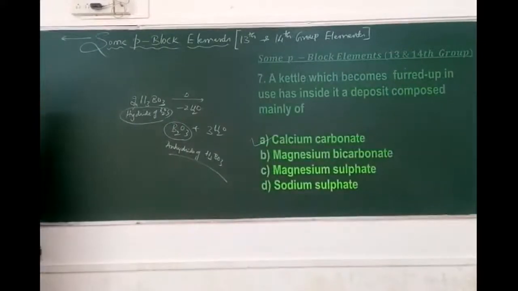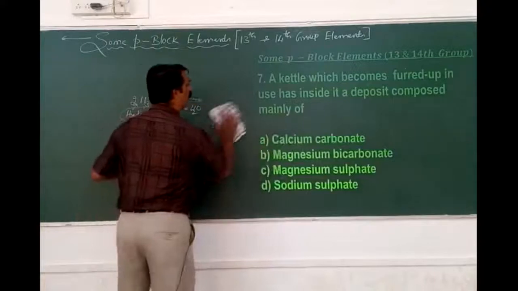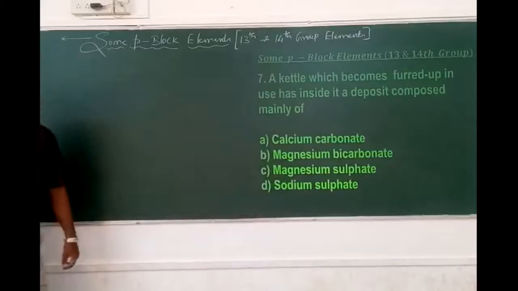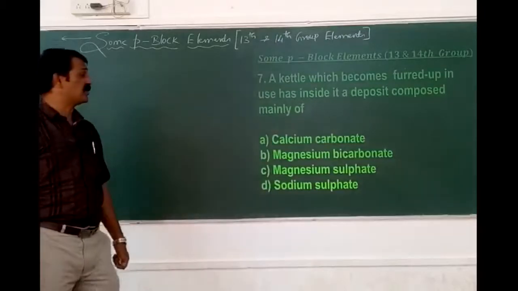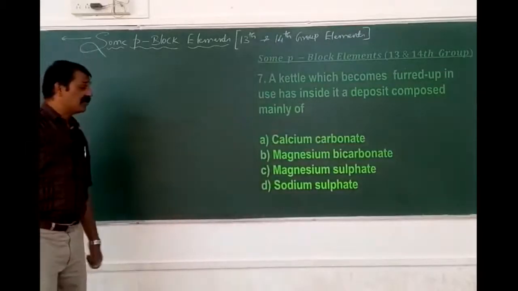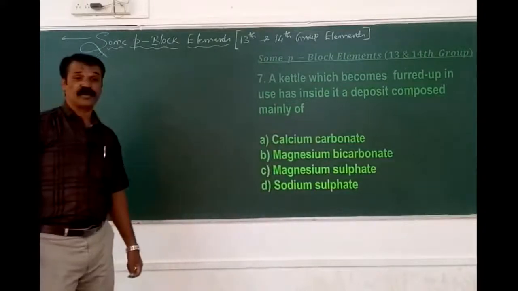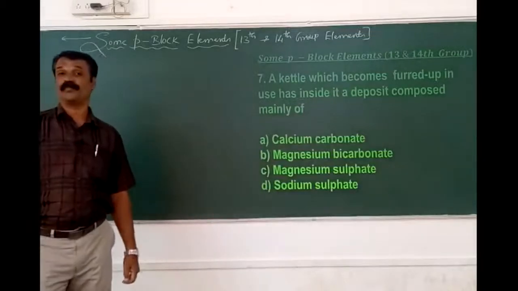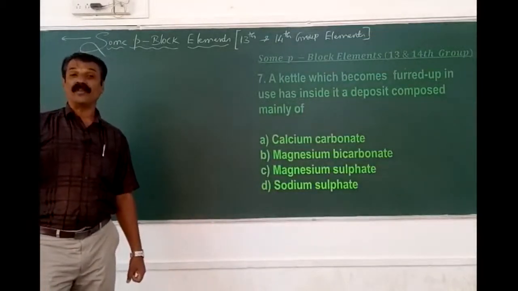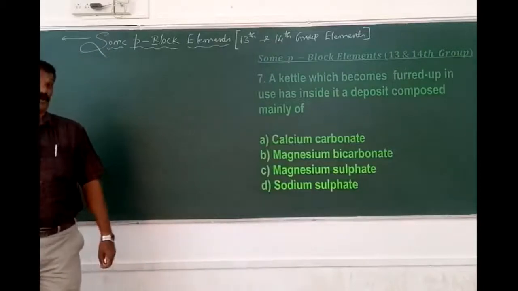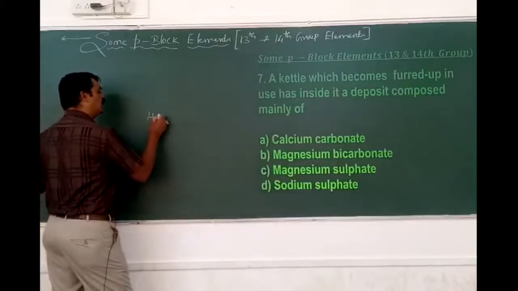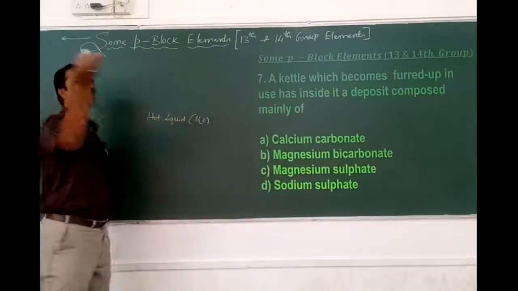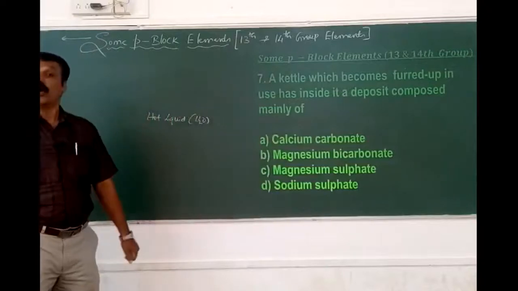A kettle which becomes further in use has inside a deposit composed mainly of calcium carbonate, magnesium bicarbonate, magnesium sulfate and sodium sulfate. Usually a kettle, we know, is used for preparing hot drinks, usually coffee or tea, or sometimes just hot water.